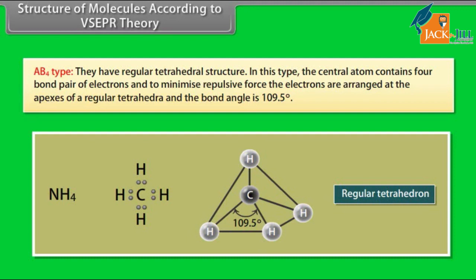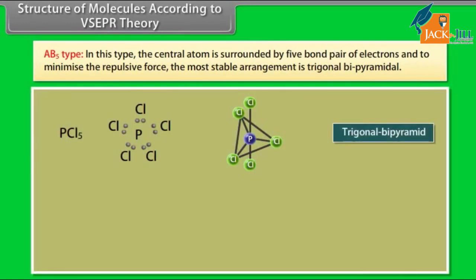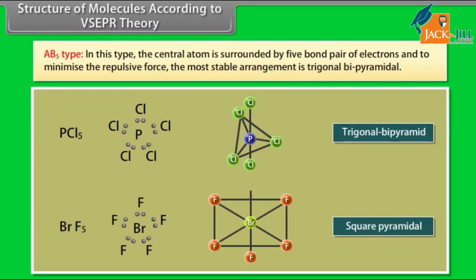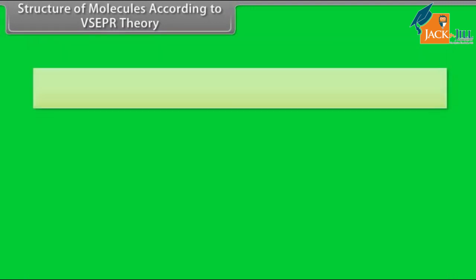In this type, the central atom contains four bond pair of electrons, and to minimize repulsive force, the electrons are arranged at the apexes of a regular tetrahedron, and the bond angle is 109.5 degree. AB5 type. In this type, the central atom is surrounded by five bond pair of electrons, and to minimize the repulsive force, the most stable arrangement is trigonal bipyramidal.